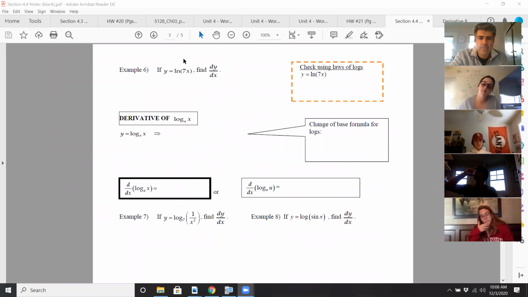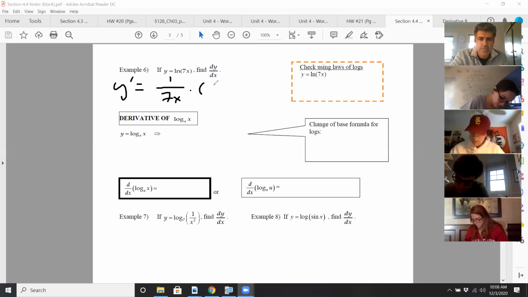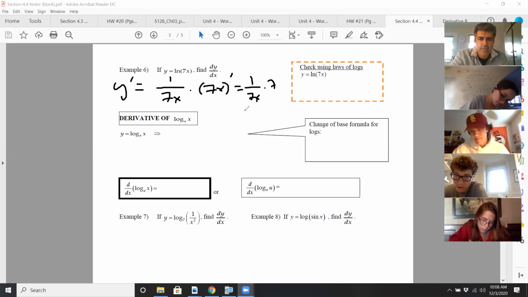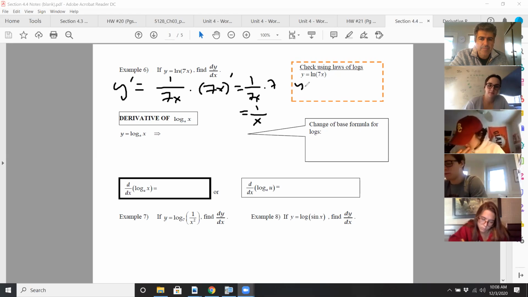So for this one here, this will be just 1 over 7x times the derivative of 7x, which actually is kind of interesting. You do 1 over 7x times the derivative of 7x, which is 7. You get back to 1 over x. It's kind of weird. Even though we didn't do ln x, we did ln of 7x, and I did my chain rule, I still got 1 over x. Why would that make sense?